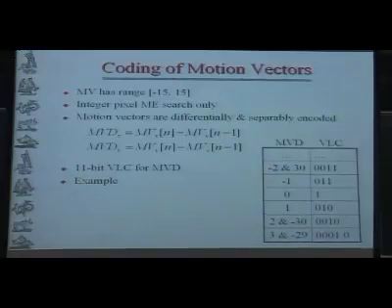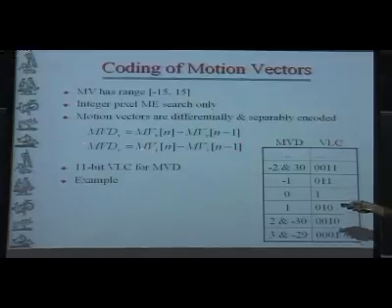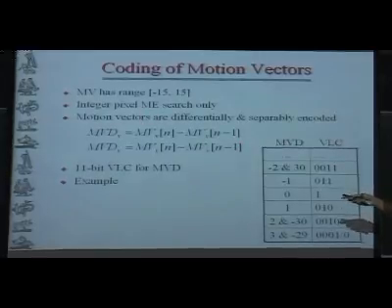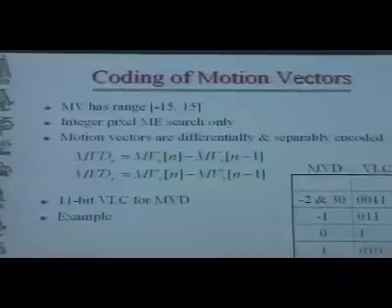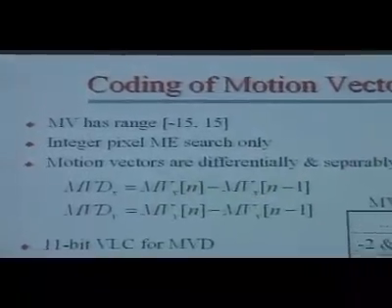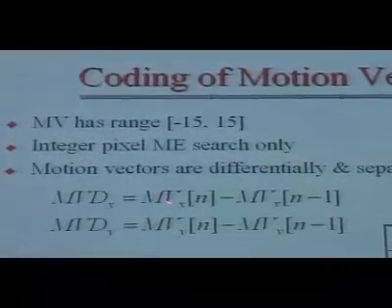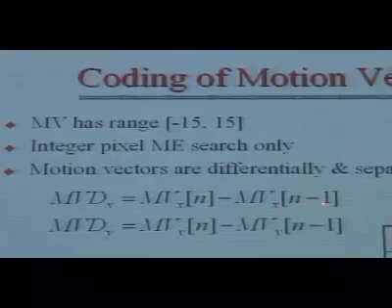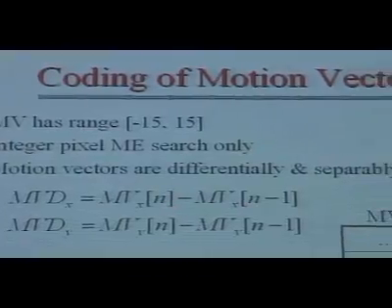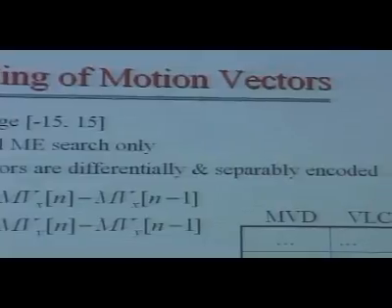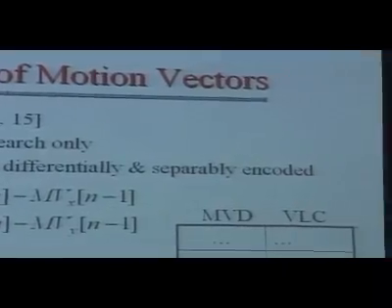Now, let me bypass this. This shows you how to encode the motion vectors. So instead of sending the dx and the dy directly, okay, we should do dx and dx minus 1. So you only encode the difference, and that tends to give you lower bit rate.